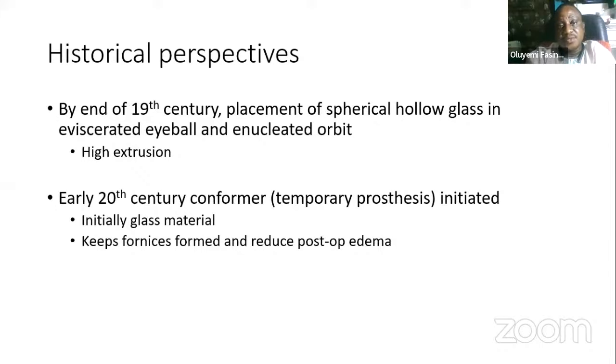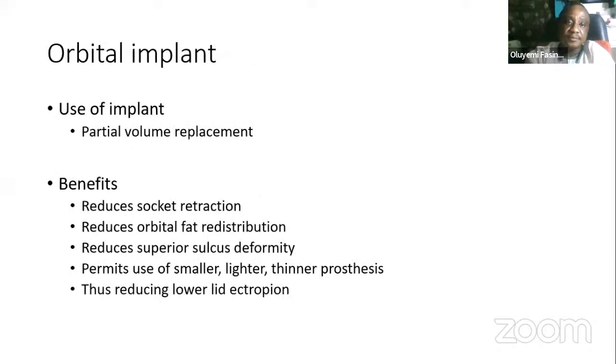And of course, by the time we get to the early 20th century, conformers are being placed at the time of primary surgery, which are like temporary prostheses, initially made of glass. Basically, the idea of the conformer is to keep the fornices well formed during the first few weeks postoperatively, before the artificial eye or prosthesis is worn by the individual. It also helps to reduce postoperative edema that may form if the conformer is not placed into the orbit.